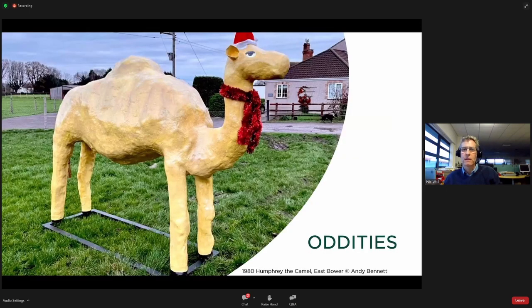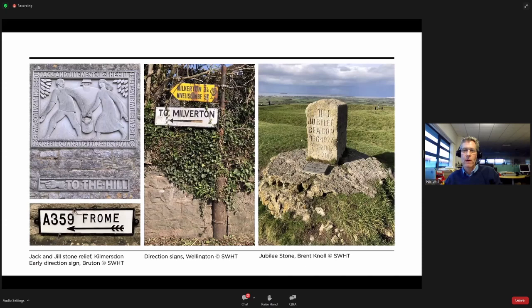The next two slides look at oddities, including Humphrey the Carnival Camel. The first three images are of objects located on another structure. Provided they are fixed, they are eligible. Here we have a beautiful stone relief installed in 2000 in Kilmersdon depicting the Jack and Jill nursery rhyme inspired by a local hill. An early cast iron direction stone on Bruton Library, an early 20th century AA direction stone and a pre-war Boys die-cast direction stone in Wellington, fixed to a possible lamp post.